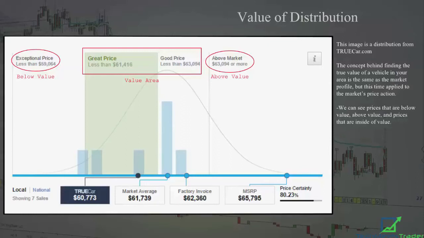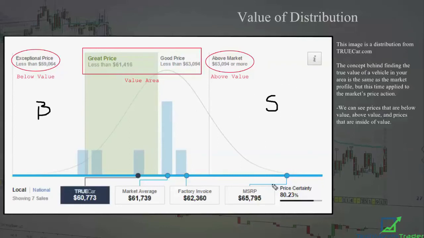Sticking to the example of a vehicle, as the seller of a vehicle, I would love to sell above value because I'm making a bigger profit than those dealers who are selling their cars inside of value. And as a buyer of the vehicle, I would love to buy below value because I'm getting a better price than those who are buying inside of value.